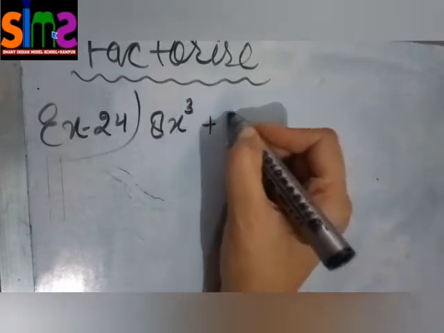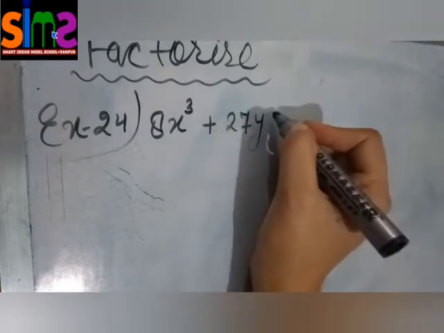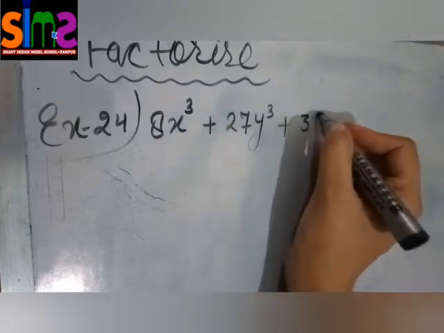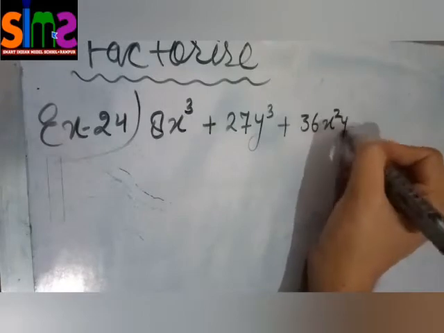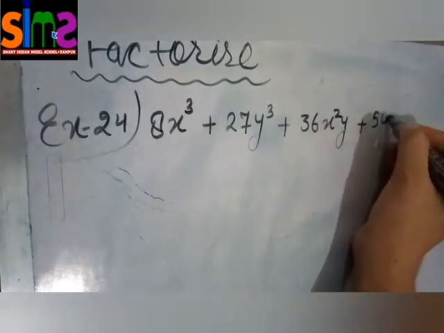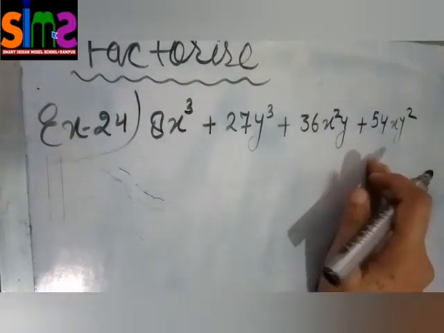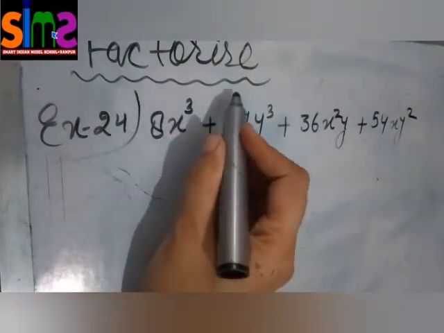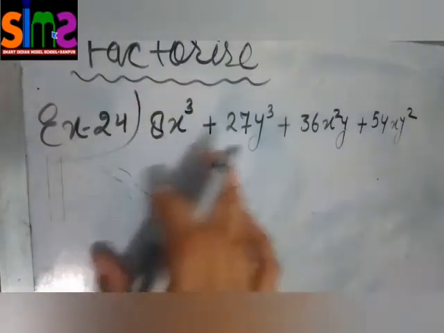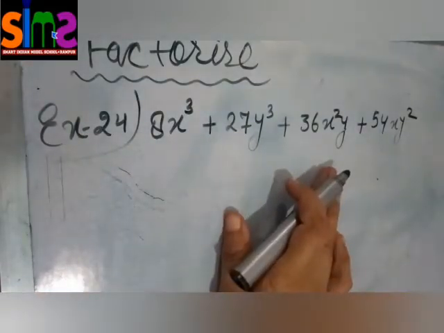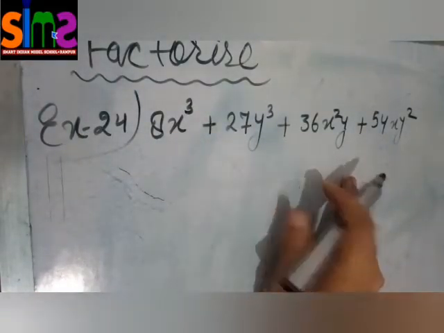8x cube plus 27y cube plus 36x square y plus 54xy square. This expansion is given and you have to convert it into factorization form, means you have to convert it into multiplication form. So we are going to factorize it.